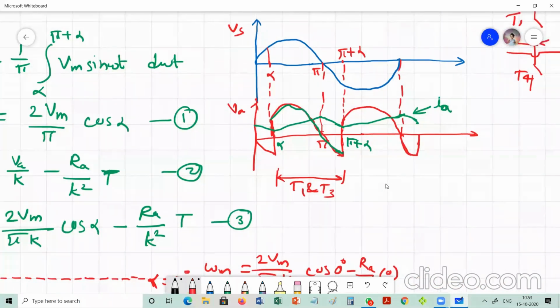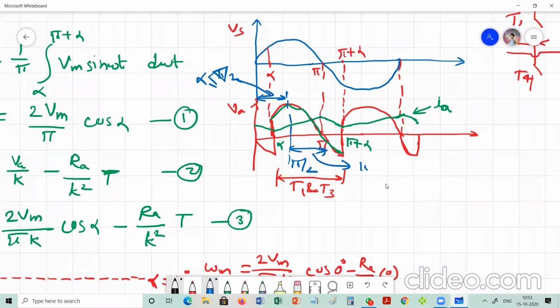Okay, this is the point. I will show it by another color. This is the point corresponding to pi by 2. And this is the region of alpha less than or equal to pi by 2, and this is the region of alpha greater than or equal to pi by 2.